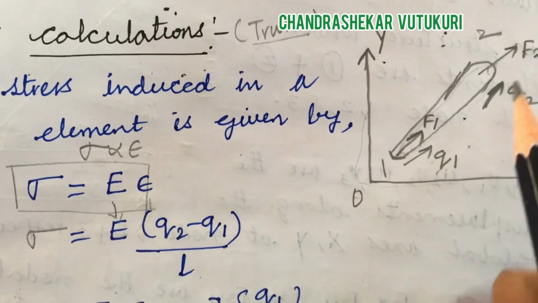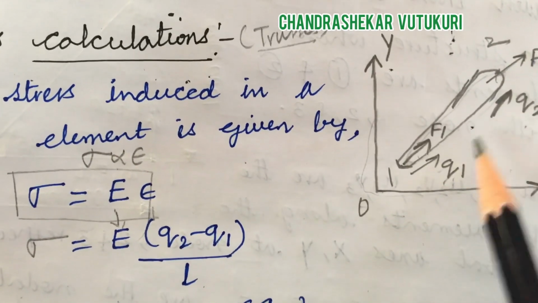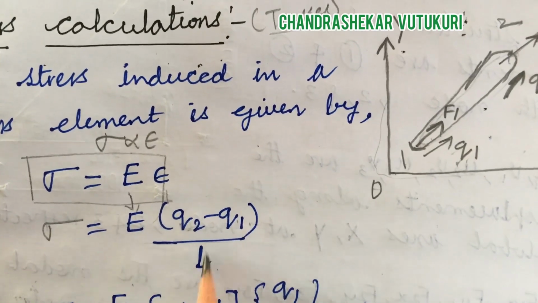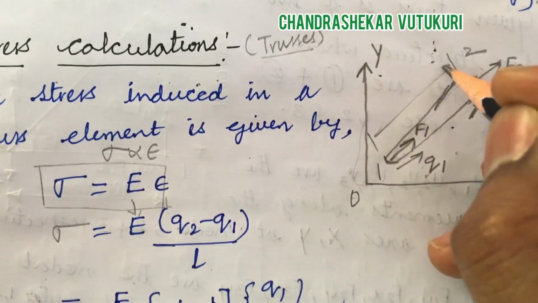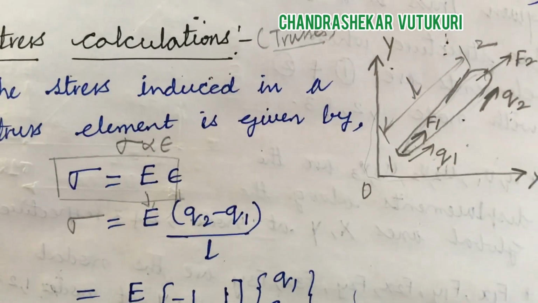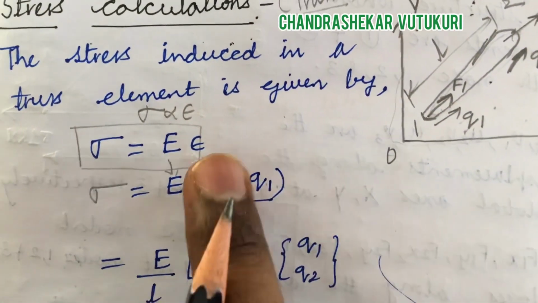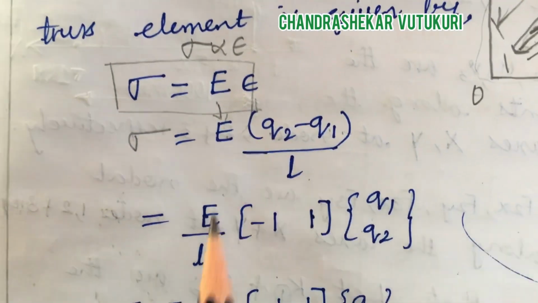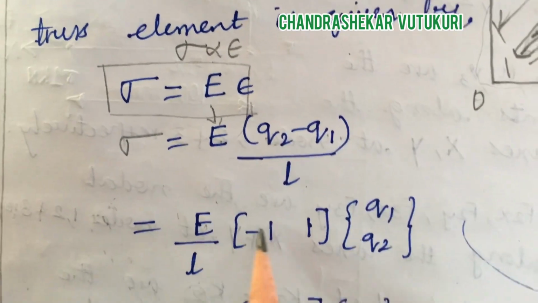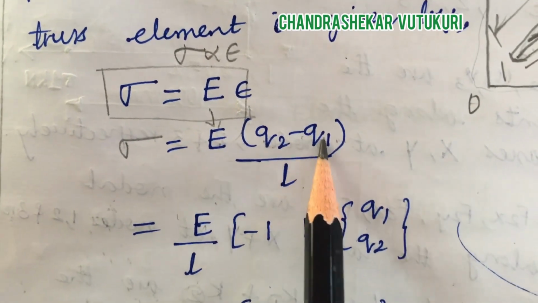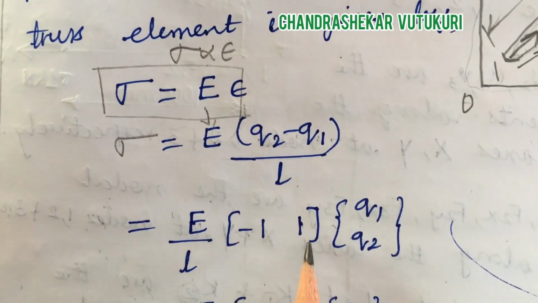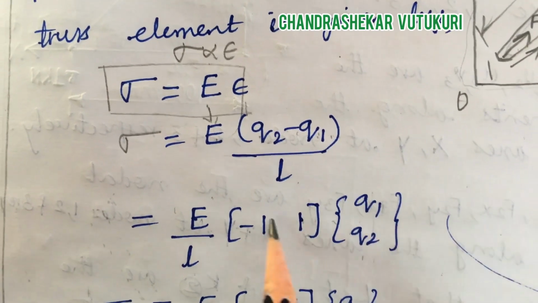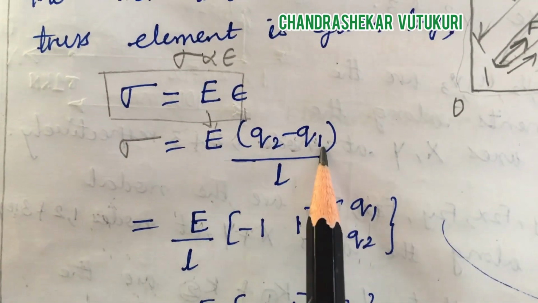At node 1 it is q1, at node 2 it is q2. That is the variation. So q2 minus q1, the difference in displacement, divided by the overall length L, the complete length of the truss element. So it is q2 minus q1 by L, as strain is change in length by original length. Now I can write it in matrix form. I have taken E by L common, and minus 1, 1 written. The first term is for q1, so that is why minus 1 is written, and then 1 for q2. Reading it again, that is nothing but minus q1 plus q2.